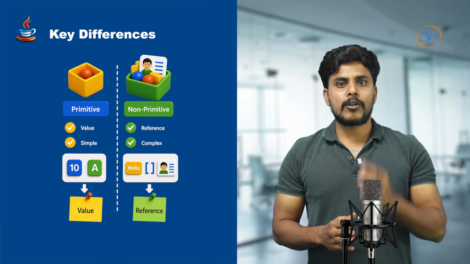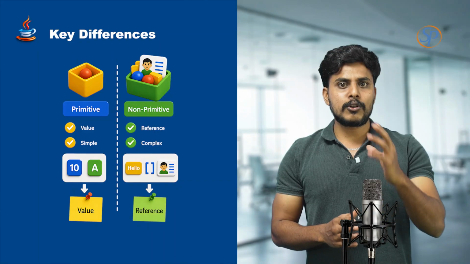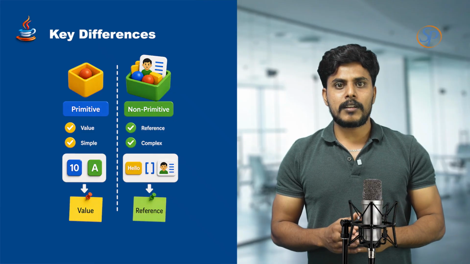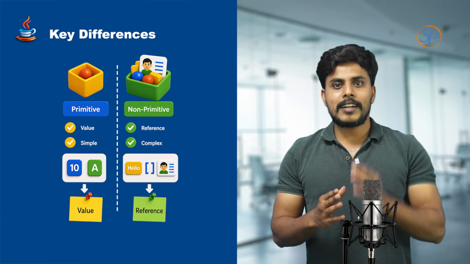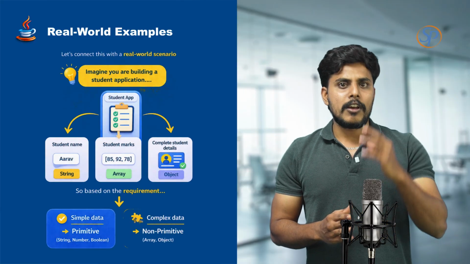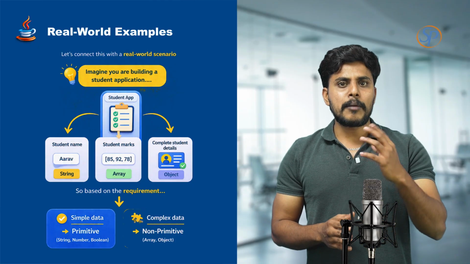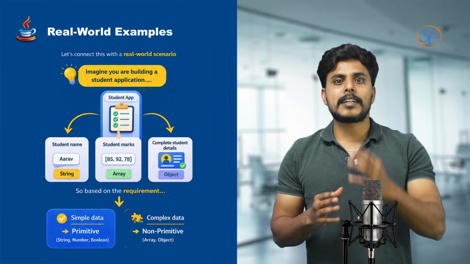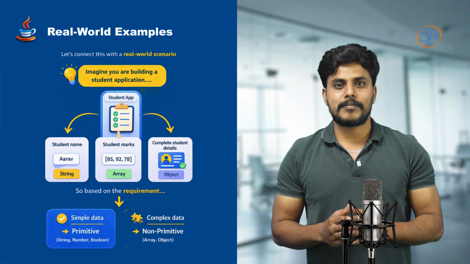Now let's quickly summarize the core difference between primitive and non-primitive data types. Primitive data types store actual value directly, simple and fixed. Non-primitive data types store reference, used for complex data. Now let's connect this with a real world scenario. Imagine you are building a student application. We store student name as string, student marks as array, complete student details as object. So based upon the requirement, we choose the data type. Simple data, primitive. Complex data, non-primitive data type.